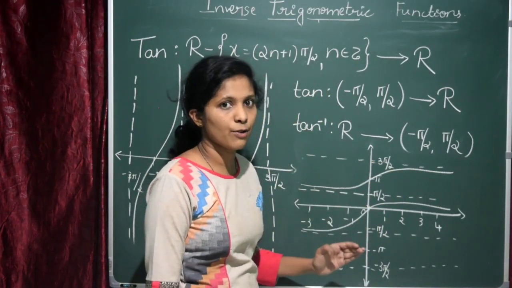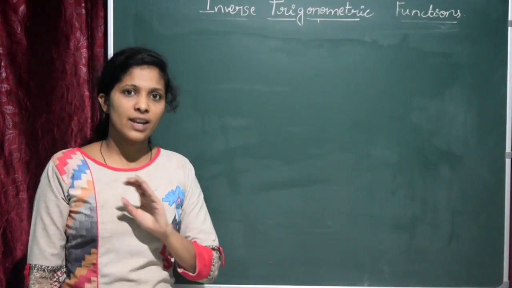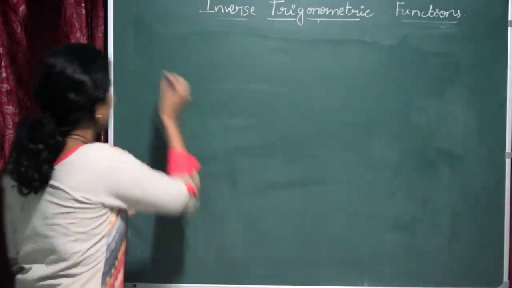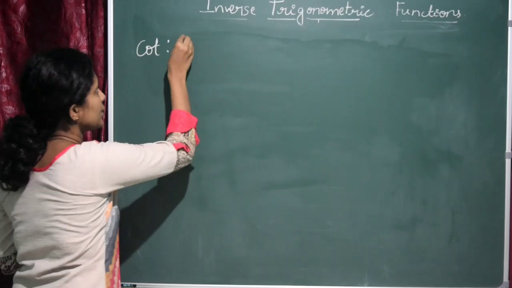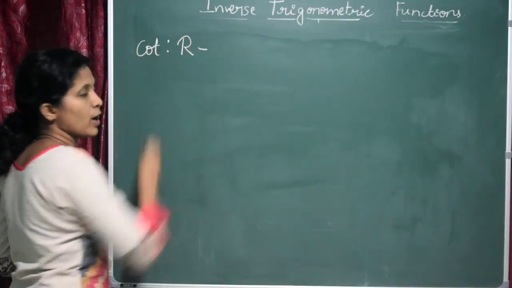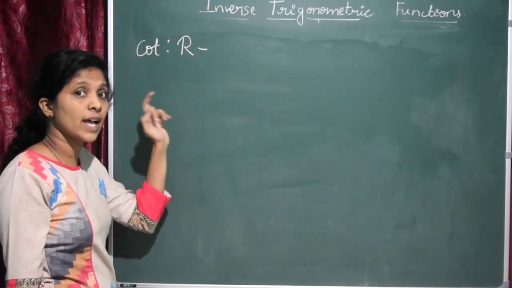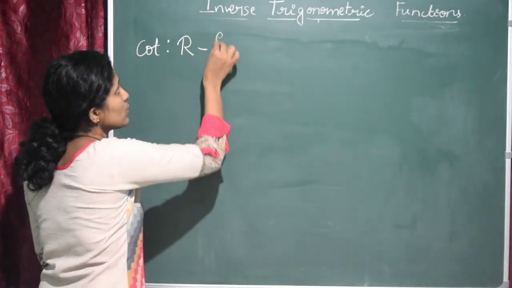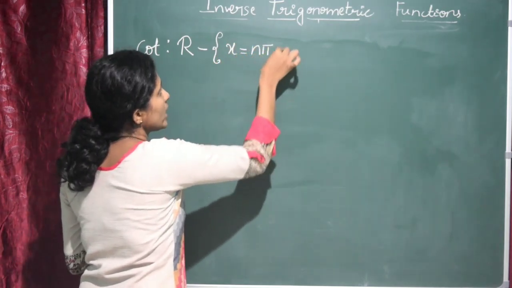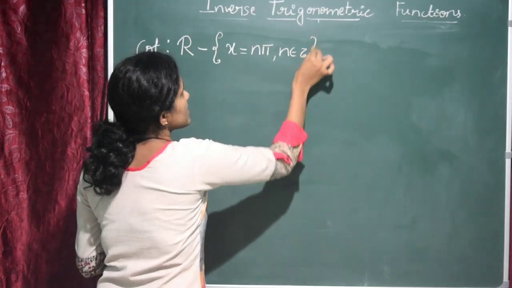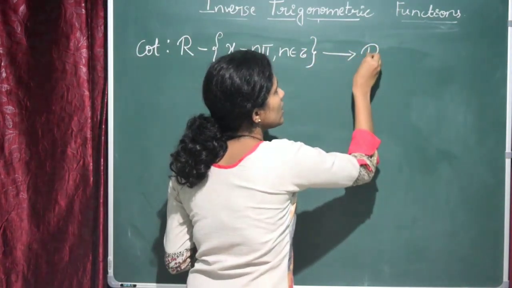Next we'll see the graph of the last one, that is the cot function. Now we'll see the inverse of the last function, that is the cot function. Under the cot function, can you say what is the domain and range? Cot, set of all real numbers. But what we have to remove from this? Cot can be written as cos by sin. So sin can't be equal to 0. So you have to remove the set containing x equal to n pi, where n belongs to Z. This is the domain of the cot function. The range is the set of all real numbers.